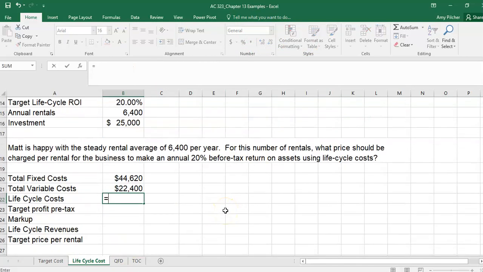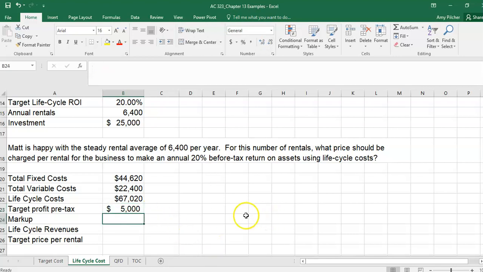We add those together and that is our total life cycle cost. Our pre-tax profit is our investment times 20%. We want a 20% return on our $25,000 investment. So we want a $5,000 pre-tax profit.